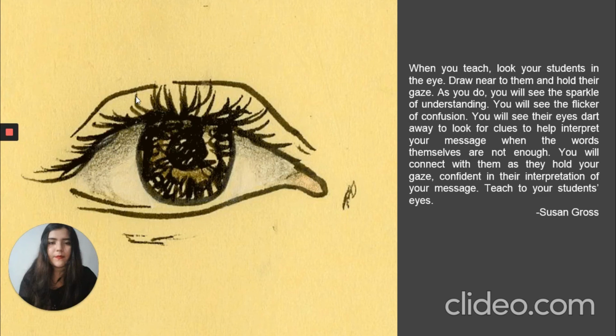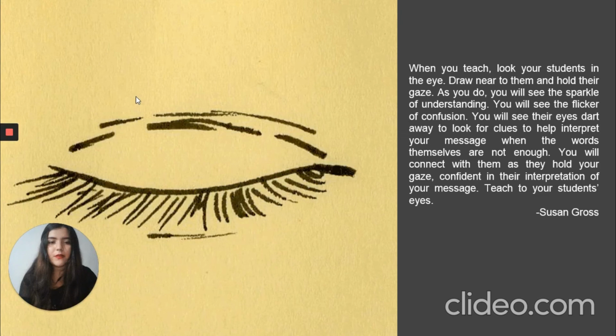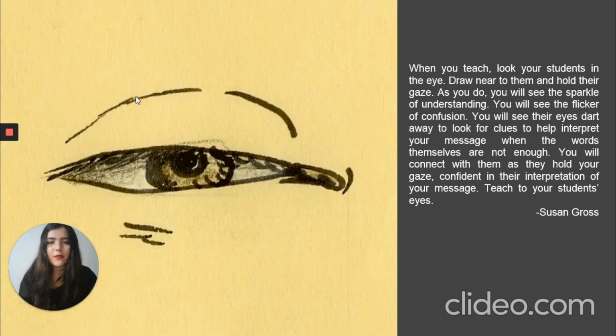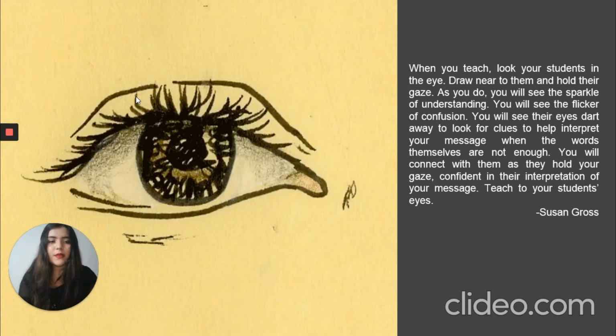For example, a student who has not understood the subject will take his eyes off the teacher. Also, everything has to do with the facial expression. And a student who has understood the subject will keep a confident look.